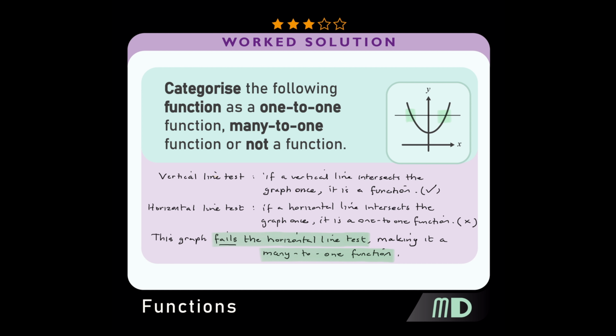As an extension to this question, what if we had a perfectly straight diagonal line, such as the function y equal to x? Would that be a one-to-one function or a many-to-one function? Use the horizontal line test and leave your answer in the comments. So the function given to us and the answer to this question is an example of a many-to-one function.